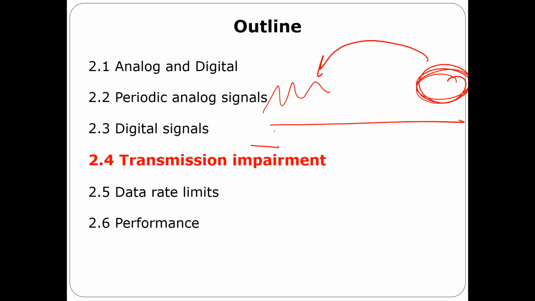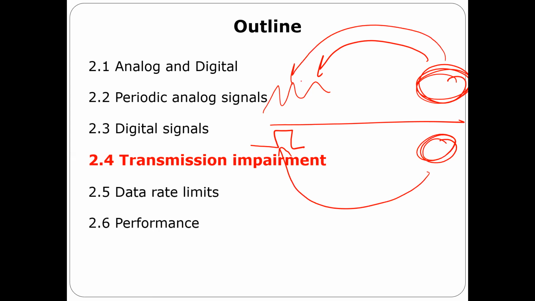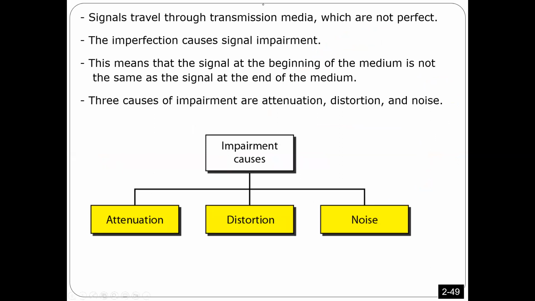Same thing here. If I send this signal, analog or digital, after I finish teaching this part, you should understand why the signal I'm going to receive here is not going to be exactly the same signal, but there will be some distortion in this signal. And this is something normal, okay? So that's what I'm going to explain in this part. Actually, that's what we call transmission impairment.